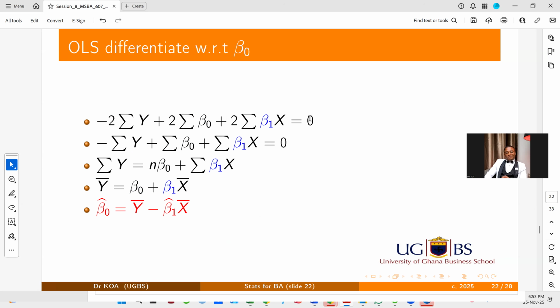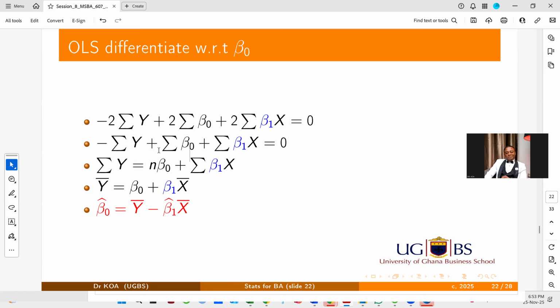Technically from here, if I want to make beta naught the subject, I'll divide both sides by negative 2. So the 2 will go. You'll be left with what? Summation y plus sigma beta naught. Okay, the 2 are gone. Now I want beta naught. What do I do? Well, if you want beta naught, you can divide all sides by the sigma.